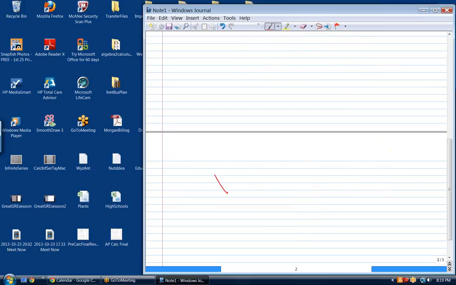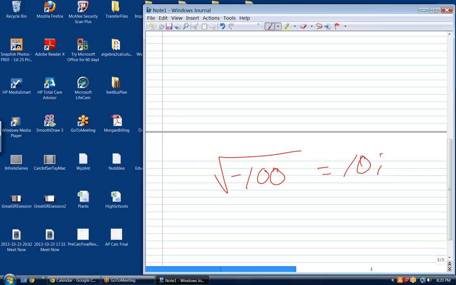What is the square root of negative 100? Break it up. Square root of negative 1 times square root of 100. Square root of 100 equals 10i. You got it.